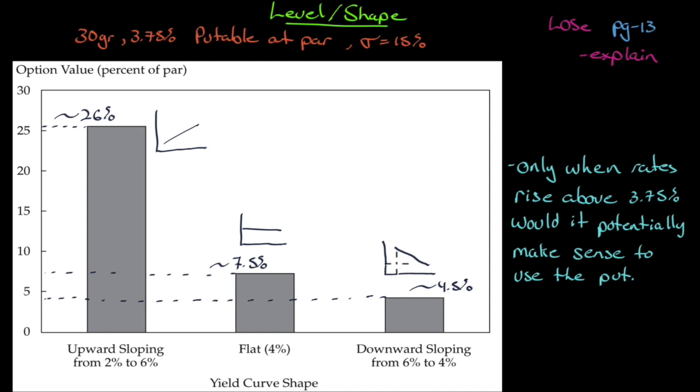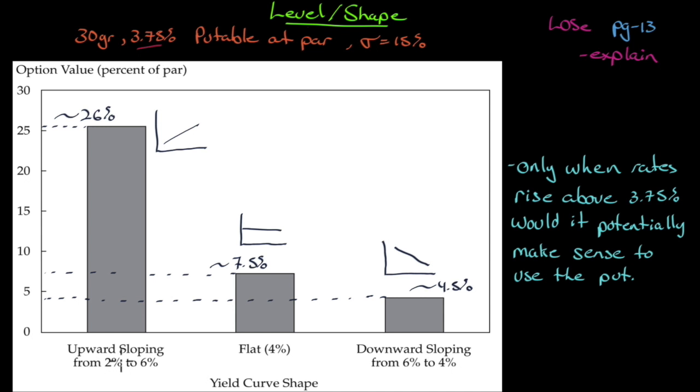So we should expect to see the put option with the greatest value under an upward sloping yield curve, and we do. An upward sloping yield curve is saying that the market is anticipating that there'll be higher rates in the future. Higher rates mean lower bond prices. Lower bond prices means a higher probability of using the put, maybe even moving the put into the money.